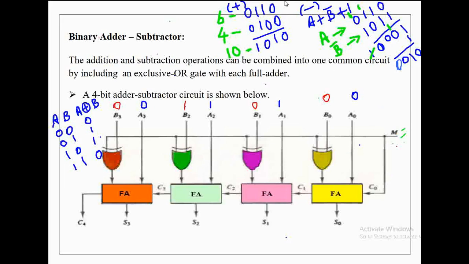Here 0110 is applied to the bit values of A and 0100 is applied to the bit values of B. Now let's assume the mode control signal value is equal to 0. This mode control signal value is applied to all XOR gates as one of the inputs, and as the input carry to the first full adder of this circuit. When one of the inputs to the XOR gate is 0, the output of the XOR gates is equal to the bit values of B.